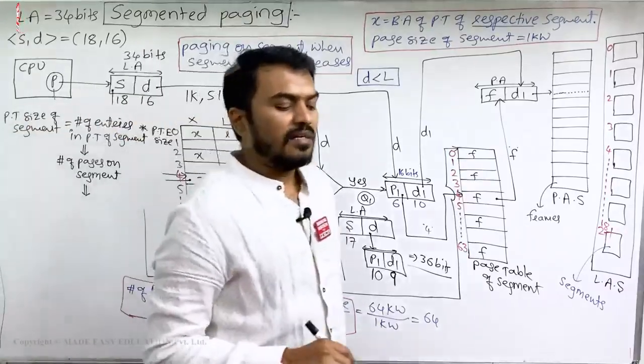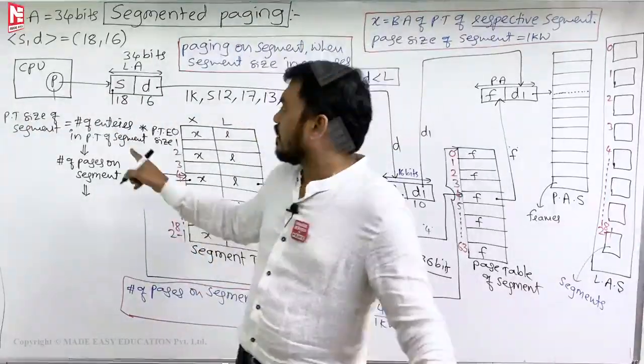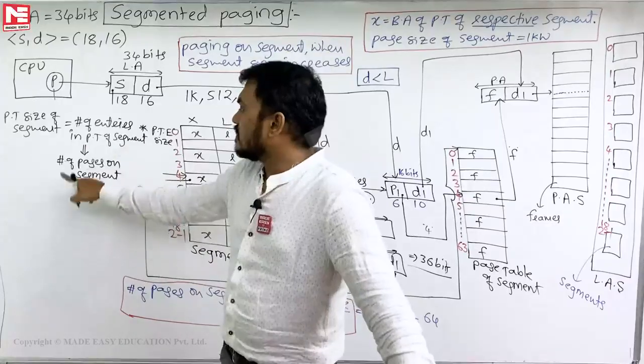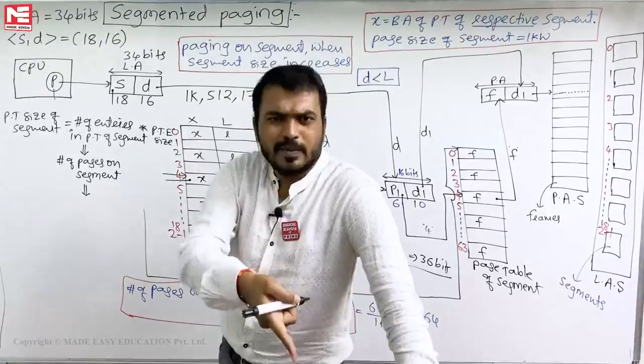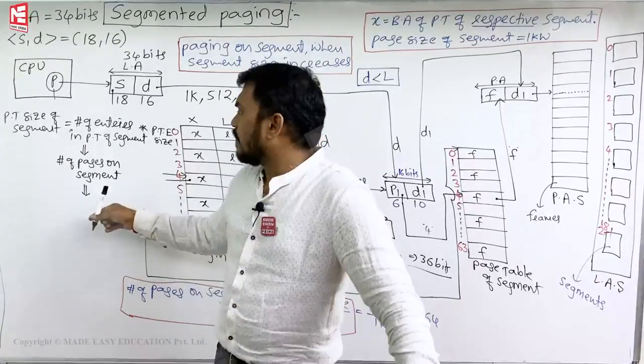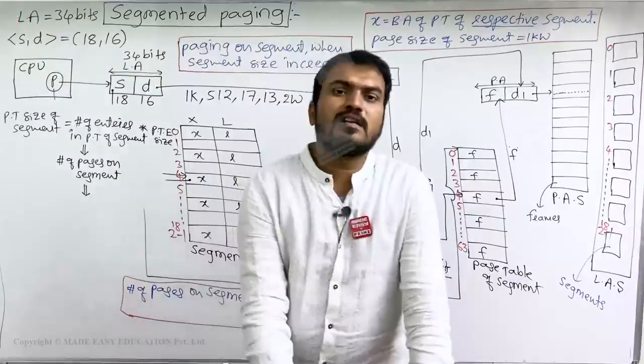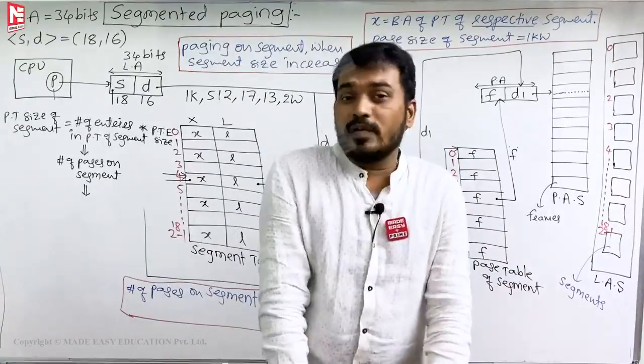Okay, what is given in the question? Is this understood? Number of entries in the page table of segment is same as number of pages. It is written in the box, in the notes, right? Number of pages on segment. Now tell me, how many pages on the segment are given? Segment is given how many pages?